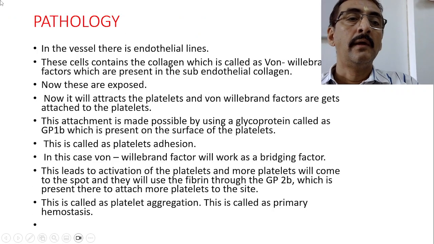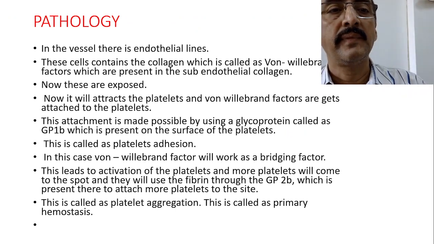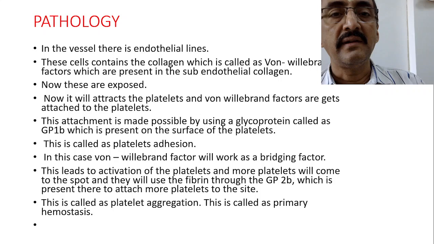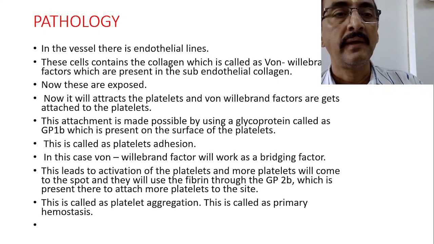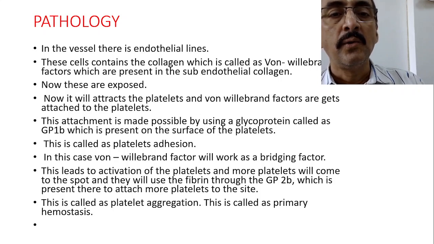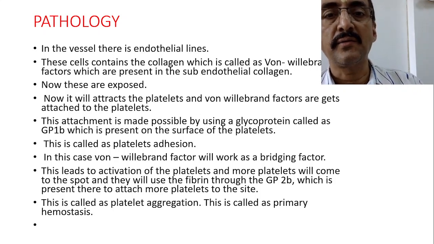Now, why actually in hemophilia will there be bleeding? Suppose you take an artery, that is a vessel. That vessel is covered by the innermost layer in the lumen, so the endothelial lining, or endothelial cells, will be there. Now these endothelial cells contain collagen in the subendothelial layer.